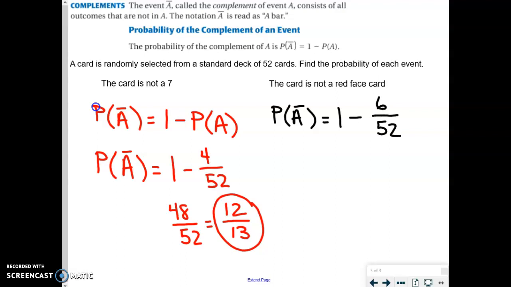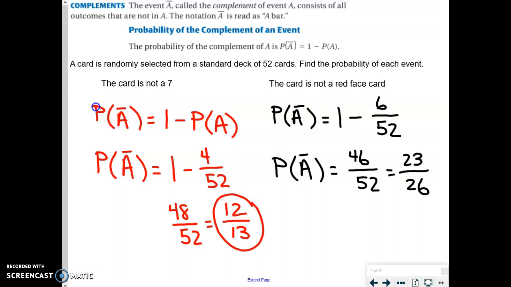So in this case, the probability for that would simply be 6/52. So again, if we do some quick math here, we'd get the probability of A bar, or the complement of A, would be equal to 46 over 52, which we would simplify down to 23/26.